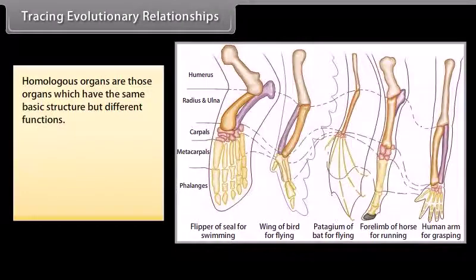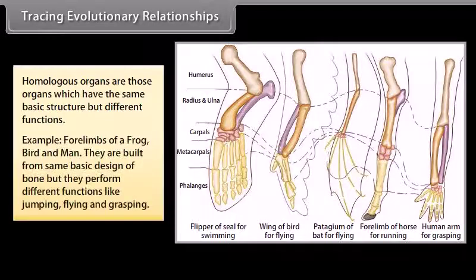Homologous organs are those organs which have the same basic structure but different functions. Example, forelimbs of a frog, bird, and man. They are built from the same basic design of bone, but they perform different functions like jumping, flying, and grasping.